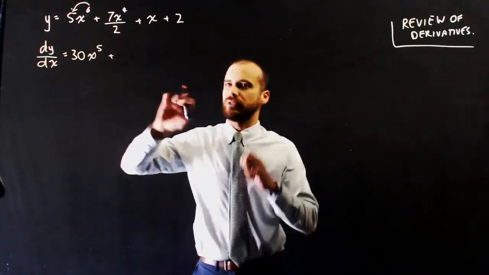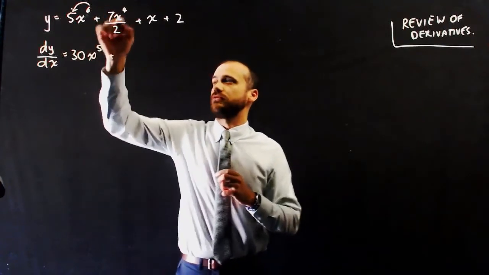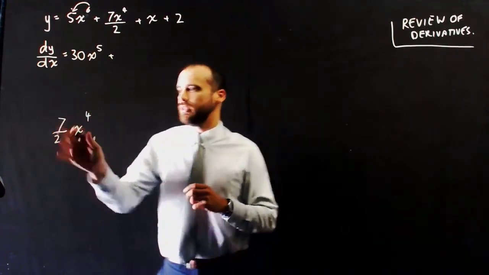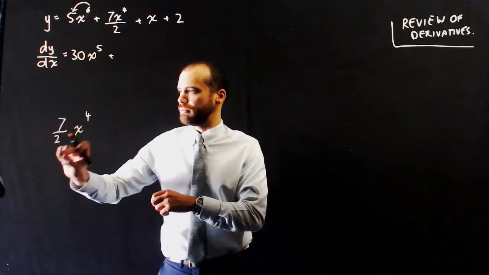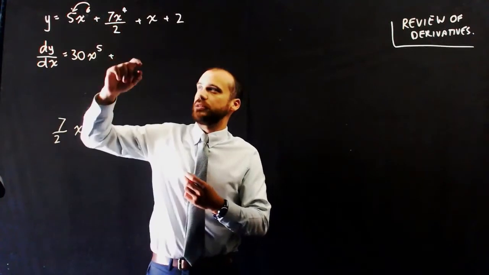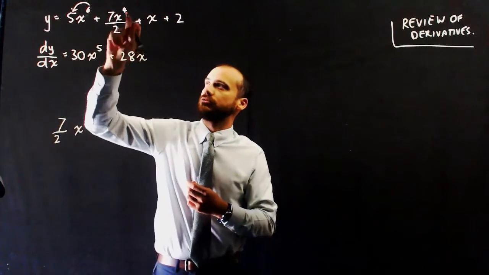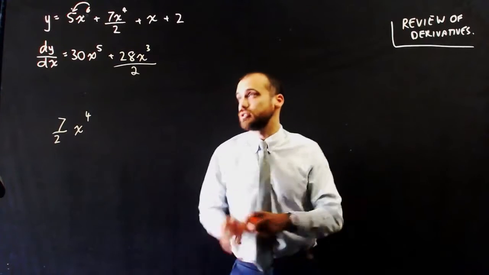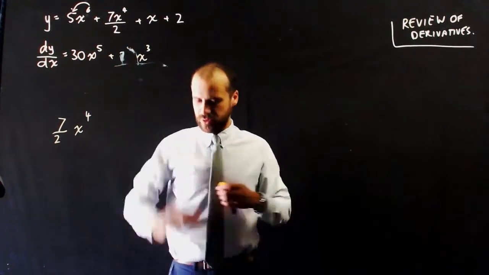Alright, this one's slightly different, or not really, because it's got this fraction here, but you could rewrite 7x to the 4 on 2 as 7 on 2 x to the 4. That's the same thing. So you're just taking 4 and multiplying it by 7 on 2. Or you can just take the 4 and multiply it by 7, which gives us 28 x to the, decrease the power by 1, over 2. And 28 divided by 2 we can simplify. 28 divided by 2 is 14.